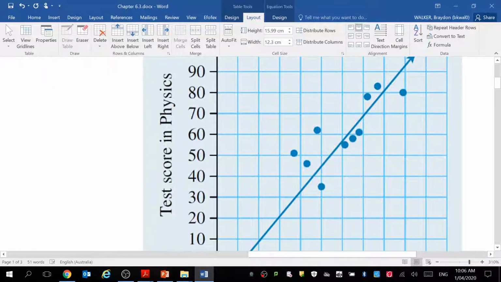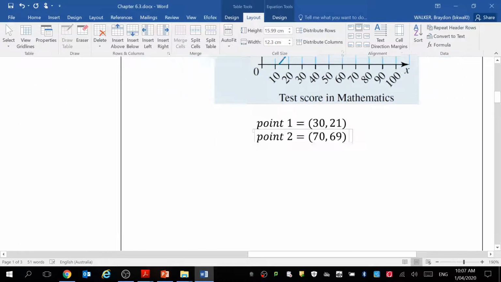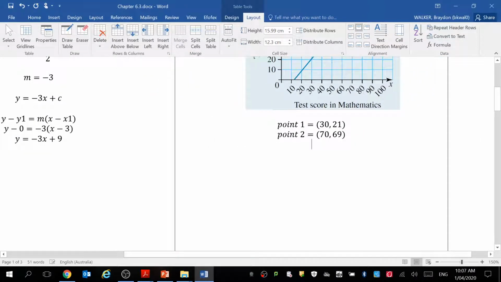Now again, this is open to interpretation, so I'm just eyeballing it. In fact, I'll nudge it up to 69. It's probably closer to 69 than it is 68. I could go 68 and a half if I wanted to, but I want to avoid decimals at this point in time. Now, what we can do is make an equation for this.